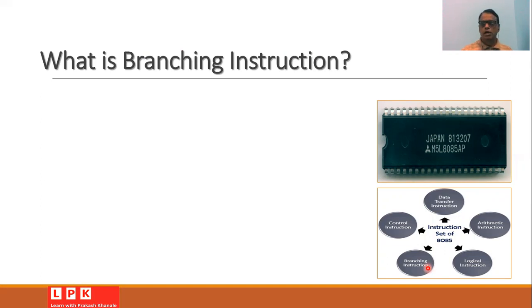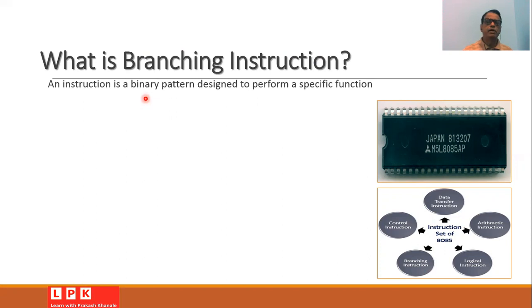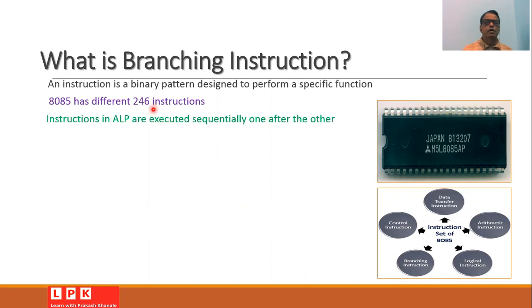the microprocessor 8085. We know that in any microprocessor, an instruction is nothing but a binary pattern, and this binary pattern is designed so that when it is fed to the microprocessor, the microprocessor will perform a specific function. Whenever we write an assembly language program using these instructions, the instructions are executed sequentially, one after the other.